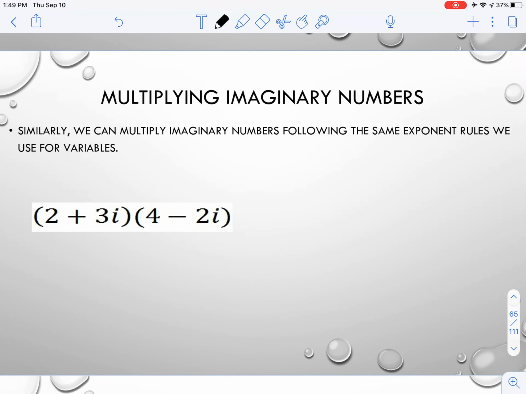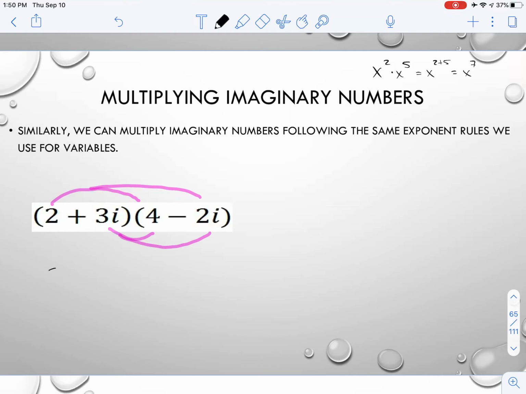In terms of multiplying imaginary numbers, we're going to follow our exponent rules that we followed for multiplying like bases, right? So remember, if I had something like x squared times x to the 5th, these were like bases, and what I did is I added those exponents, 2 plus 5, and got x to the 7th. The same thing's going to happen here, okay? When I'm multiplying two imaginary numbers together, I'm going to have to FOIL and distribute the first term to both terms in the other number, and then distribute the second term to the numbers in the other complex number.